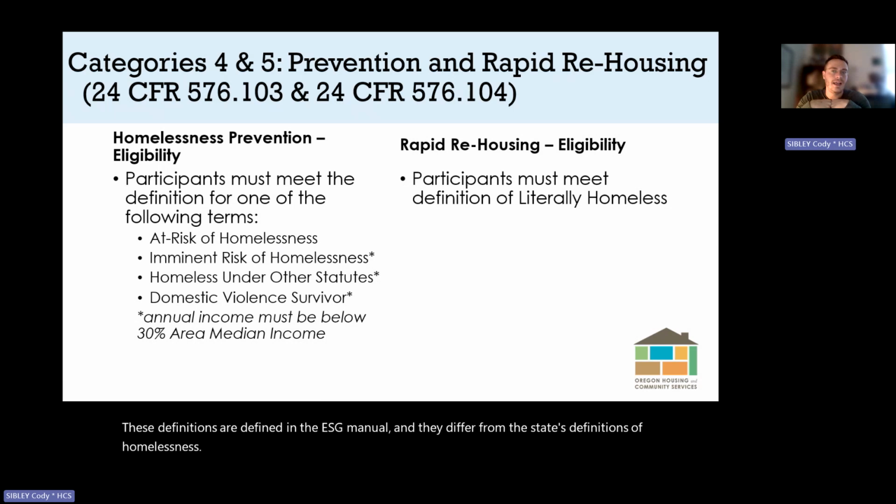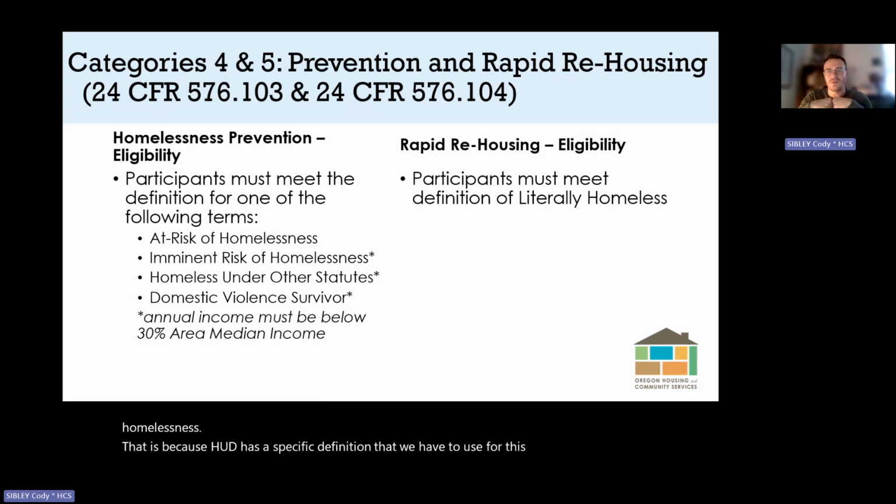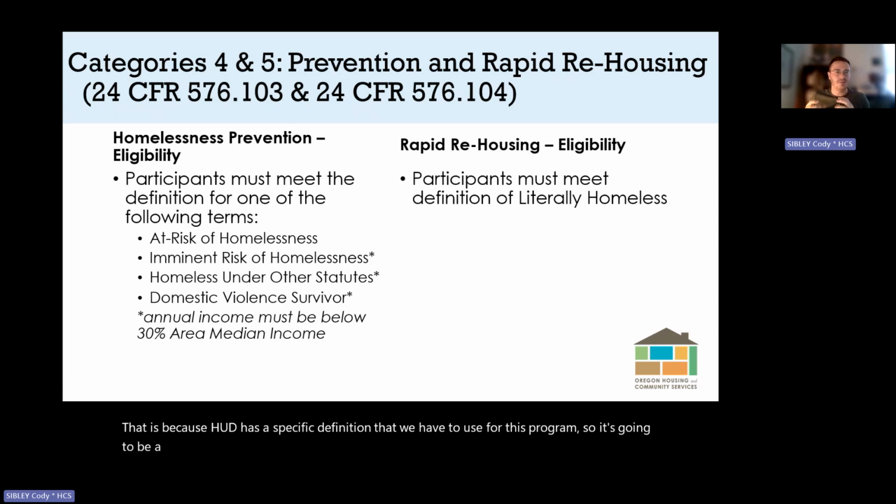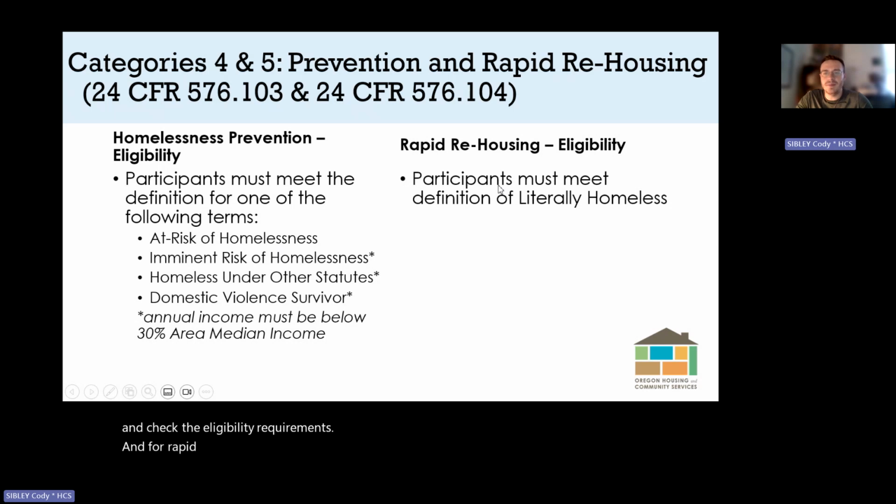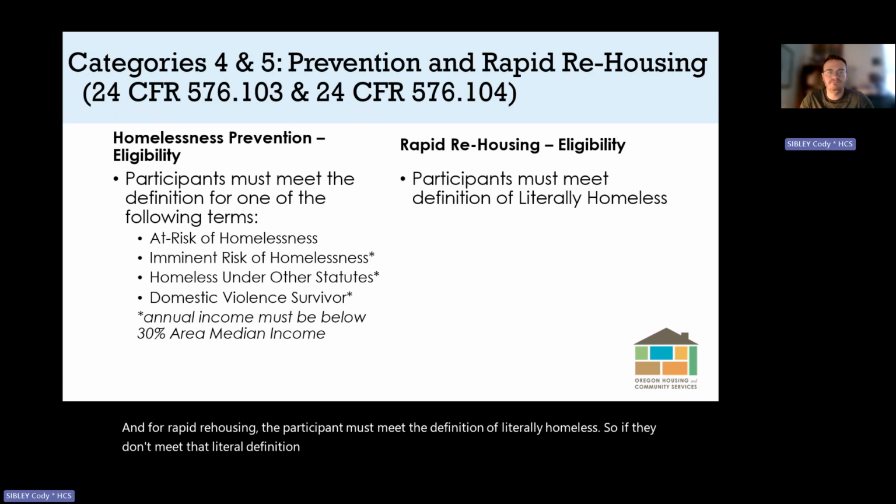That is because HUD has a specific definition that we have to use for this program, so it's going to be a little disjointed from state programs. So I would encourage you to look at the manual and check the eligibility requirements. And for rapid rehousing, the participant must meet the definition of literally homeless. So if they don't meet that literal definition, then they're not eligible. There's just one definition that they have to meet for rapid rehousing.